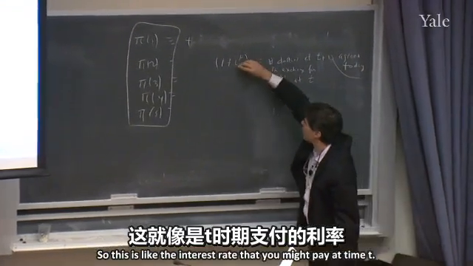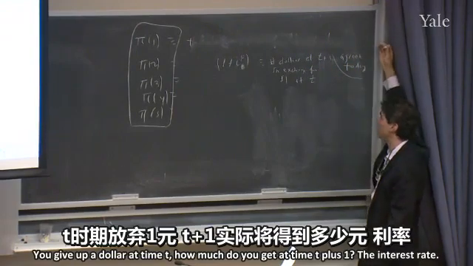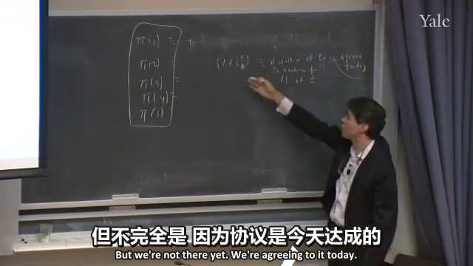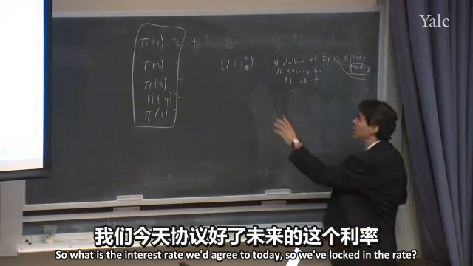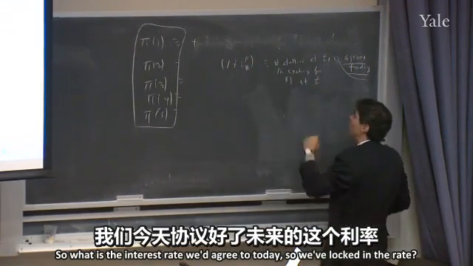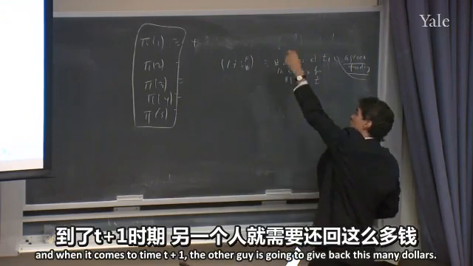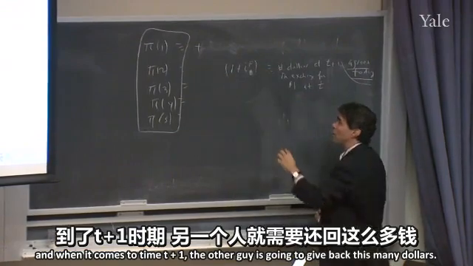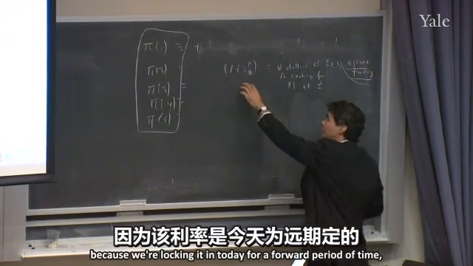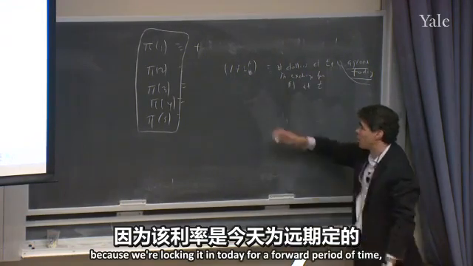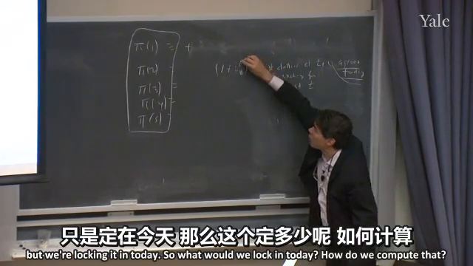This is like the interest rate that you might pay at time t. You give up $1 at time t, how much do you get at time t plus 1? The interest rate. But we're not there yet. We're agreeing to it today, so we've locked in the rate. When it comes to time t, one guy's going to hand over the dollar, and at time t plus 1, the other guy's going to give back this many dollars. It's called the period t interest rate forward, because we're locking it in today for a forward period of time. But it's really just the normal time t interest rate for 1 year, locked in today. So what would we lock in today?